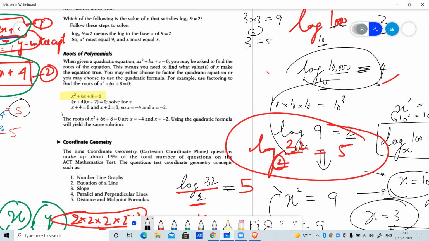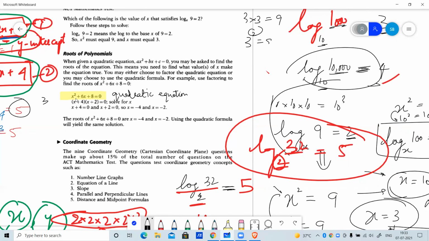So I told you when you're having this type of equation, it's not linear because its highest power is not 1, its highest power is 2. So it is quadratic. It's called quadratic equation because its highest power is 2. If the highest power is 3, that is called cubic.